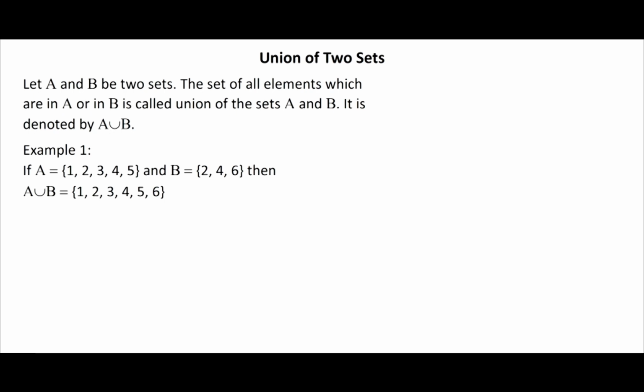Example, consider two sets A and B. Set A contains 1, 2, 3, 4, 5 and set B contains 2, 4, 6. A union B is equal to 1, 2, 3, 4, 5 and 6. Therefore, A union B is equal to the set of all x such that x belongs to the set A or to the set B.